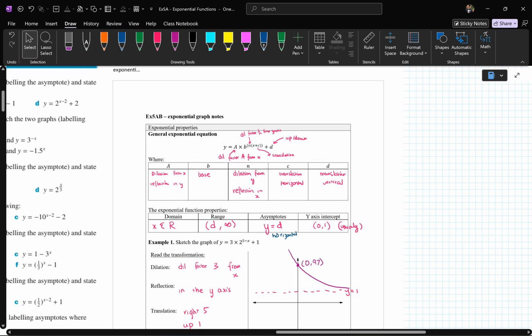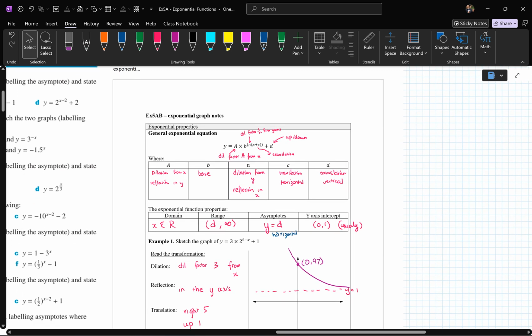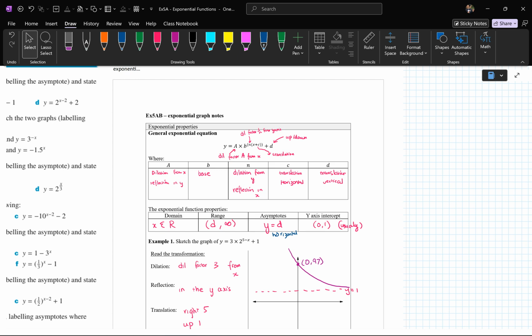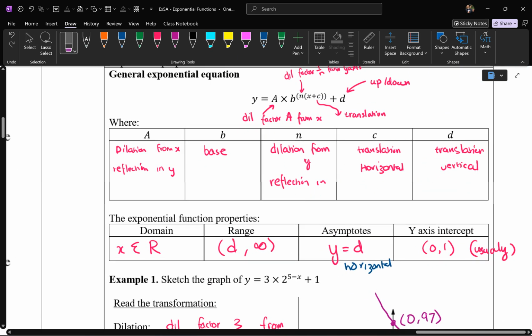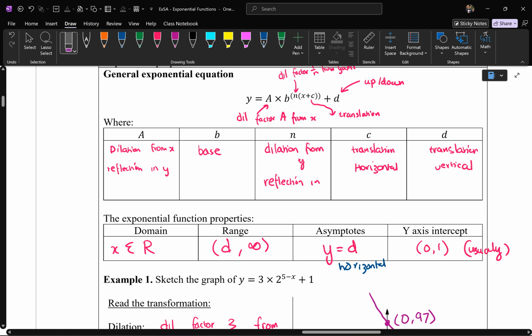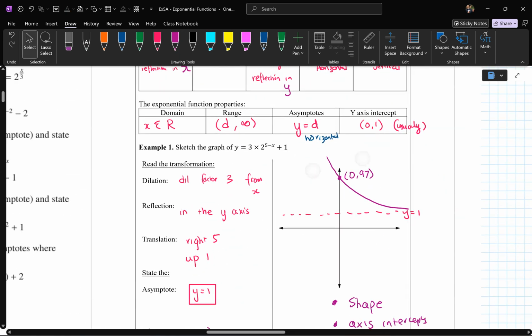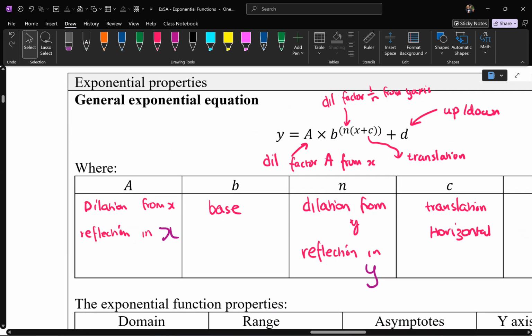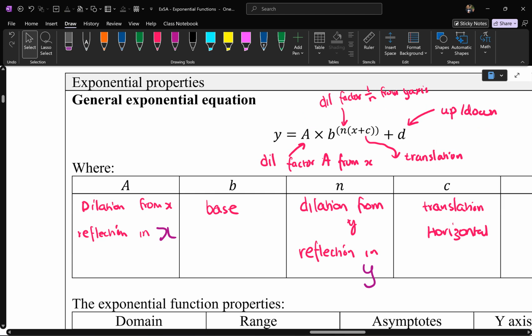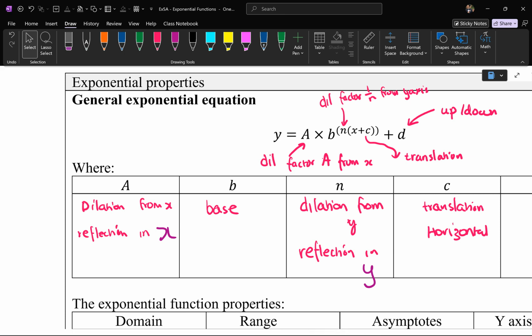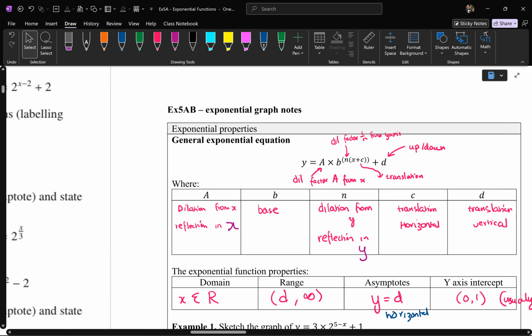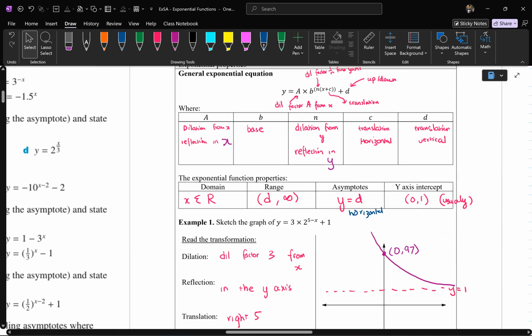Reflection in X is N, but then on the thing, when N was negative, you wrote reflection in Y. Oh, that's wrong. This is to do with the X value, so it is reflection in the Y axis. My bad. Sorry, thanks for picking that up. I don't know if you guys picked up on my error there. That should have been, A should have been reflection in the X, because it's flipping the Y values. And then reflection in the Y because you're flipping the X values. So N should have been Y and reflection in X. My bad.